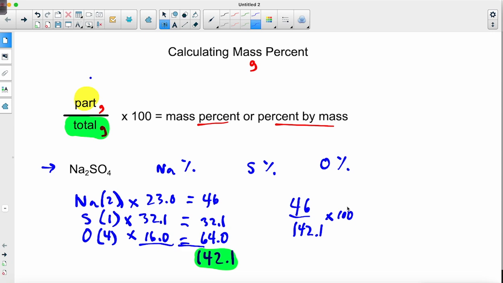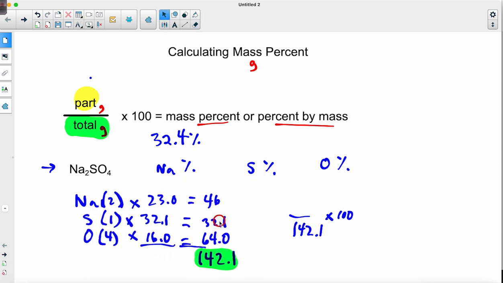So we go here, 46 divided by 142.1 times 100. I get 32. I'm going to round it to 1 decimal place. So I'm going to get 32.4. It may not equal 100%. It doesn't really matter because of the rounding. That's why.